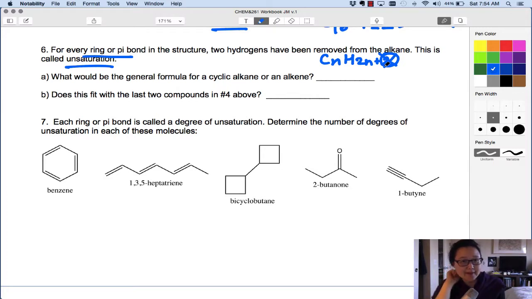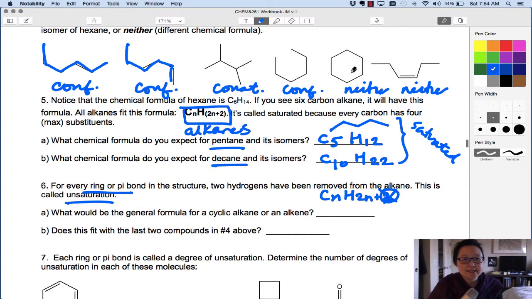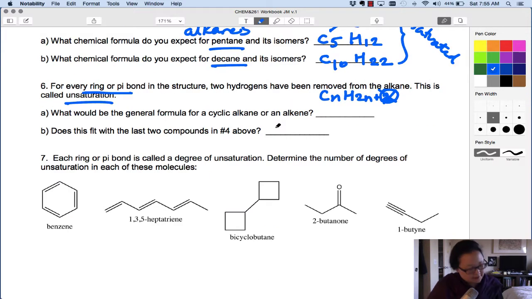CnH2n. All right? So if we look at these structures here, C6, count up how many hydrogens you have. We have 2 on each of these, so that makes 12. And same here: 1, 2, 3, 4, 5, 6, 7, 8, 9, 10, 11, 12. So both of these are C6H12. So they are not even possibly isomers of these guys. This equation does fit because Cn, n equals 6, and H equals 12.